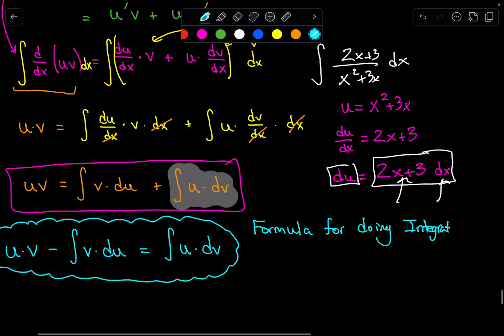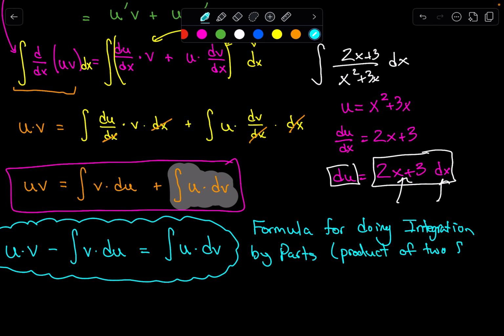Integration by parts, aka the product, integrating the product of two or more functions, but we'll say two functions for now.